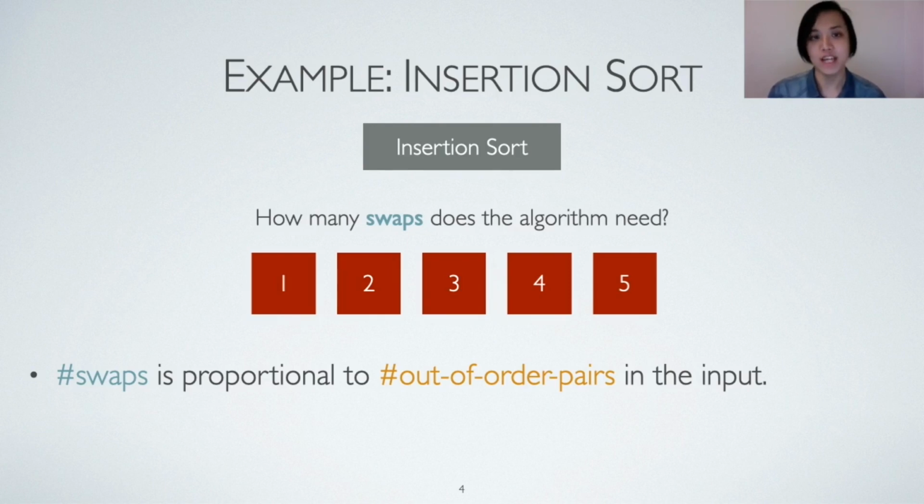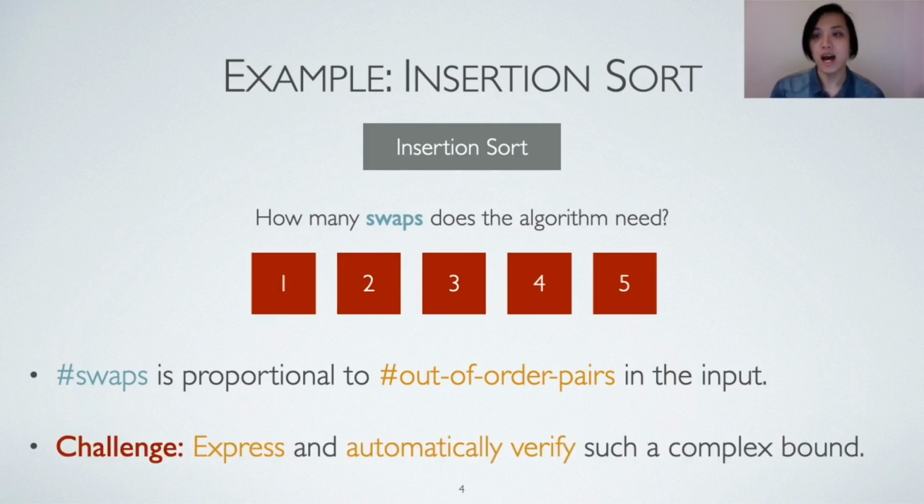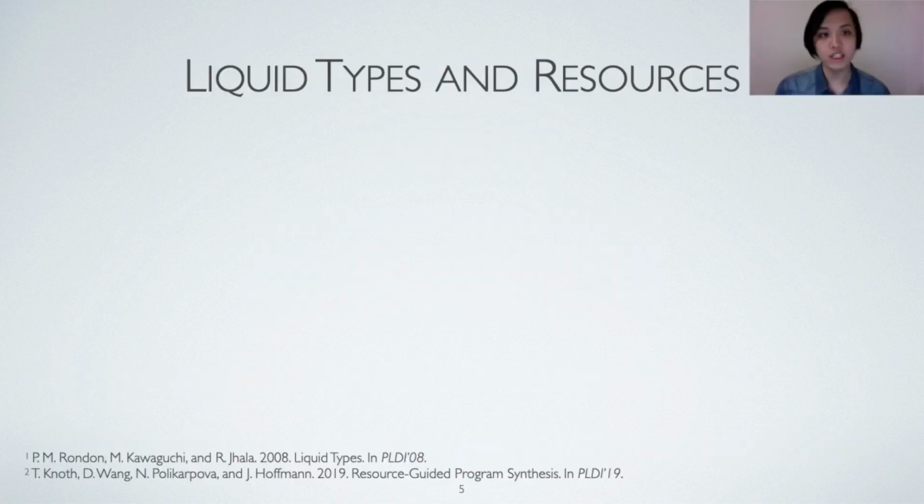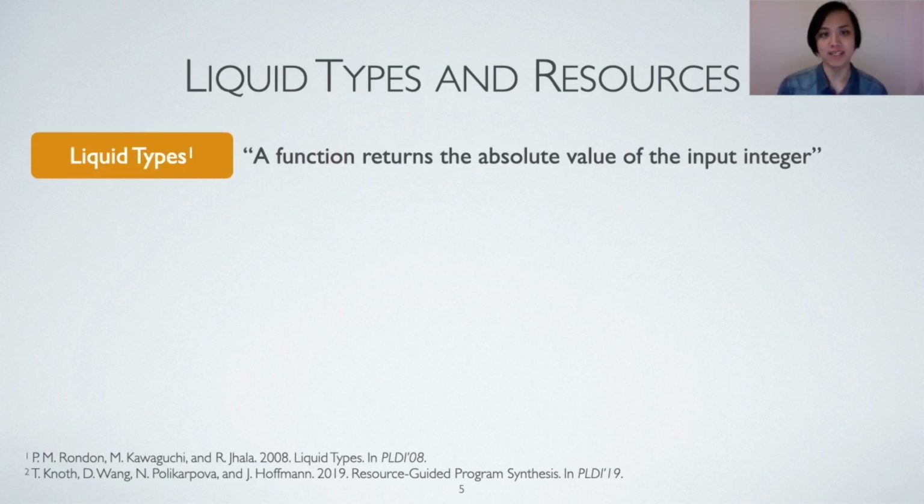Now, here comes a challenge that our work wants to address. How can a resource analysis formally describe and also automatically verify such complex value-dependent resource bounds? To achieve this, our work follows a line of work on liquid types, which support automatic verification of functional properties. For example, a function returns the absolute value of its input.